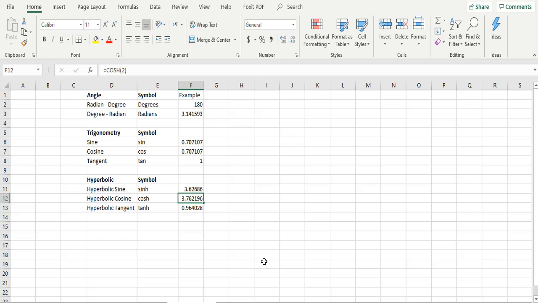Like I mentioned before, you should remember that the angle should be in radians to calculate in Excel, but that does not apply to hyperbolic sine, hyperbolic cosine, or hyperbolic tangent. It doesn't matter, okay, because the value is not an angle or in radians.